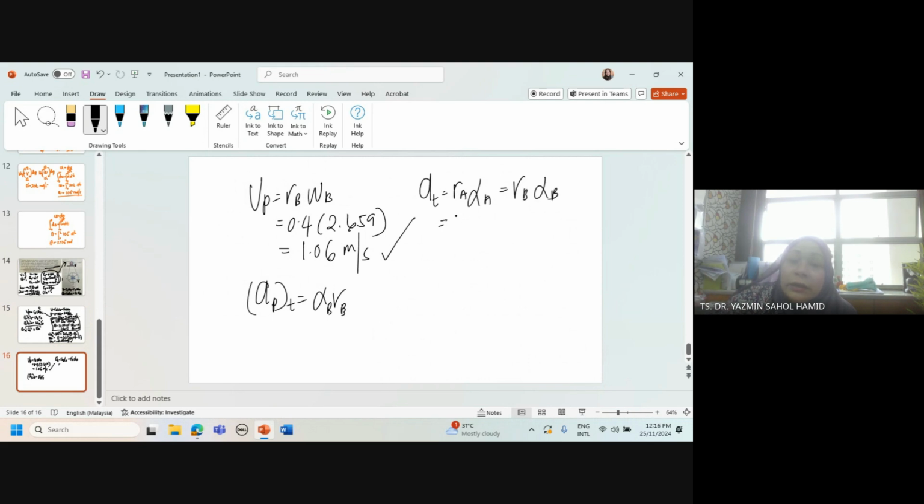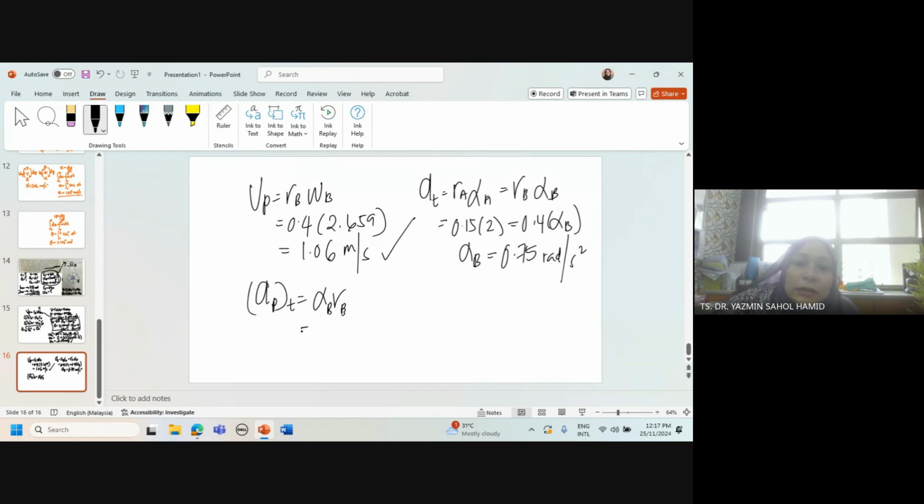Okay, RA sama dengan 0.15. Alpha A kita dah dapat 2. RB sama dengan 0.4. Alpha B sama dengan unknown. So kita boleh dapat alpha B. So alpha B dapat berapa kat sini? Okay, kita kira sama 0.15 kali 2 bagi 0.4, 0.75 radian per second square. Alpha B. Okay. Betul tak?